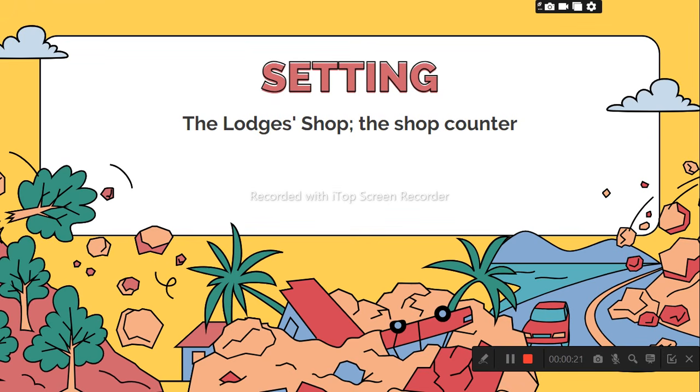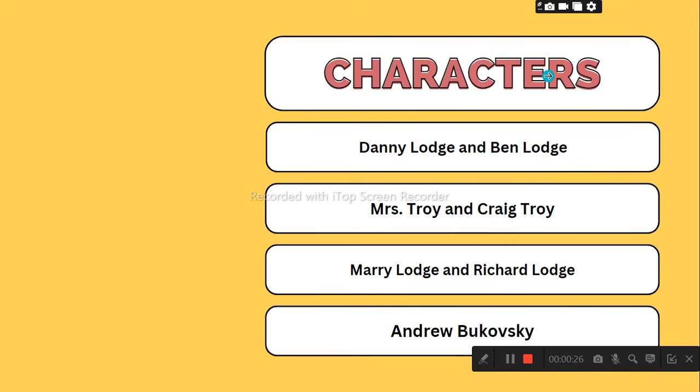Setting: the Lodge's shop, the shop counter. Characters: Danny Lodge and Ben Lodge, Mrs. Troy and Craig Troy, Mary Lodge and Richard Lodge, Andrea Bukowski.